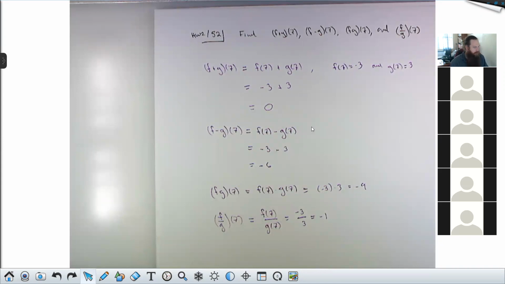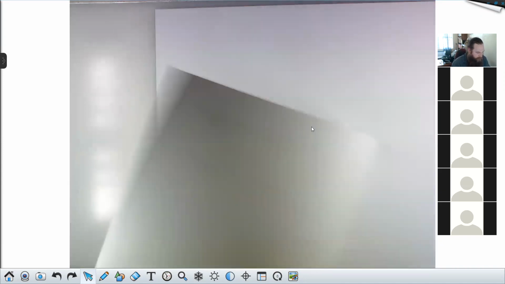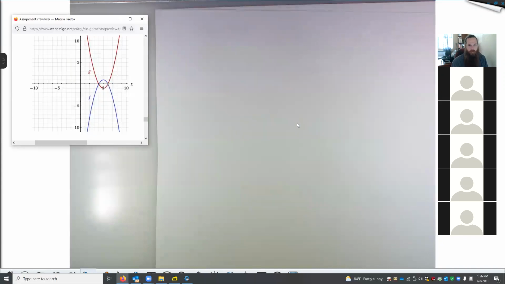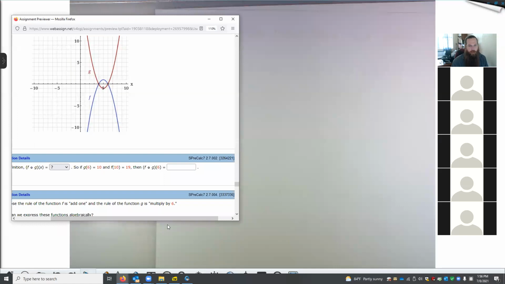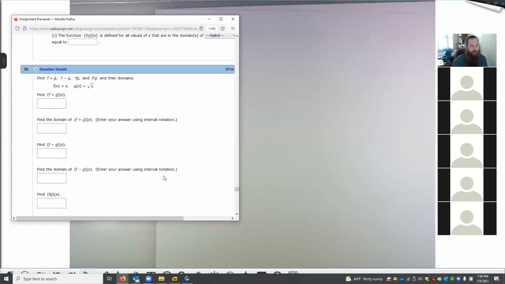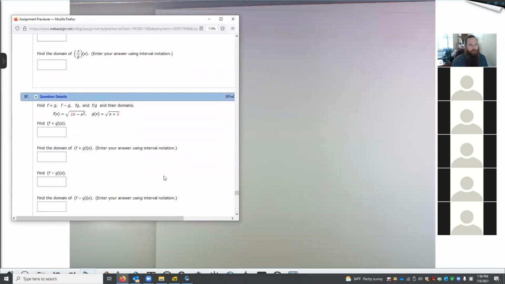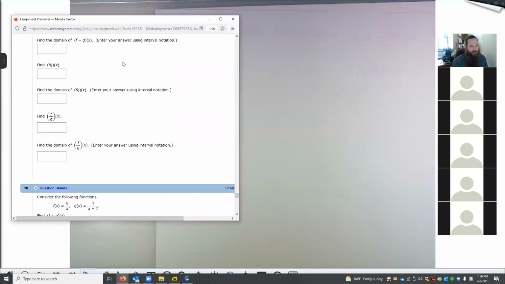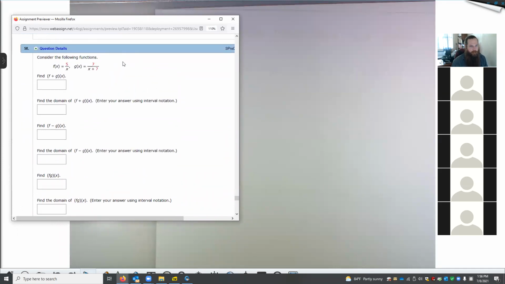All righty, then we're going to move to the next one, which was 57. 57, 58, then we're going to talk about inverse functions. I may have to pull the plug after 57 just to make sure we have enough time. But if you want to see 58, you come by office hours. We'll see how quickly this goes. All right. So we want to find all these combinations and their domains. 58 is the same thing.